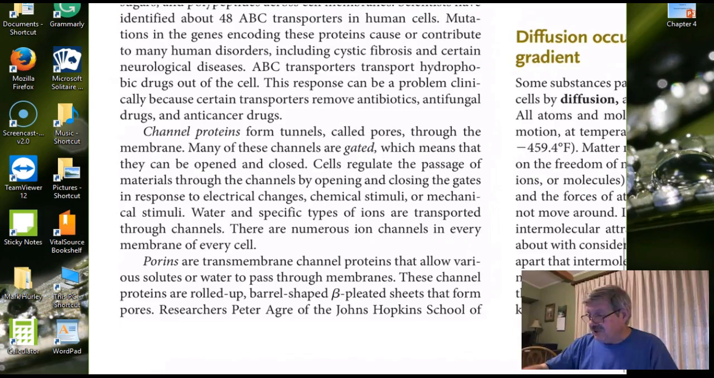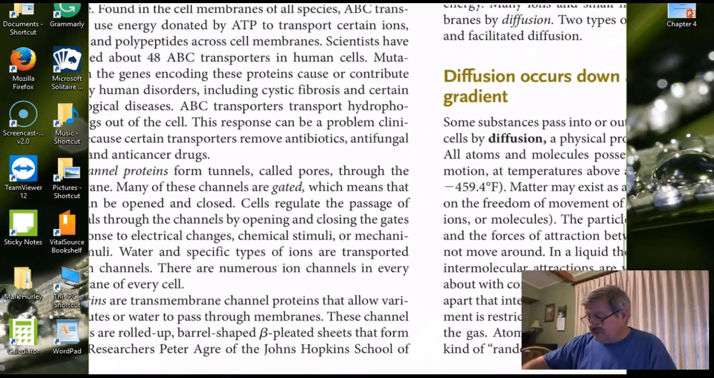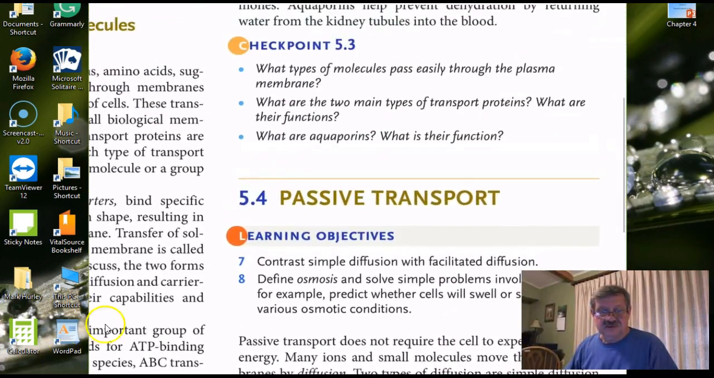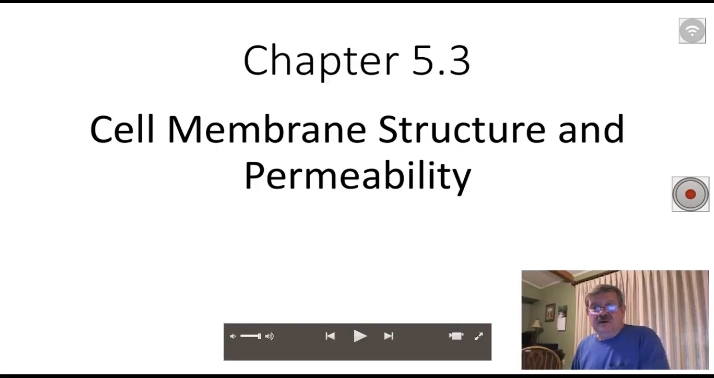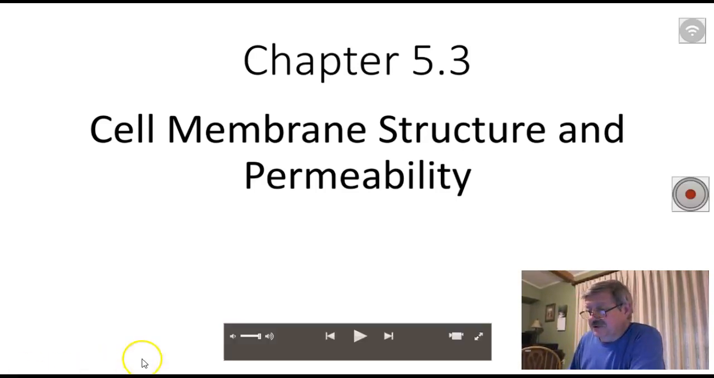Okay, so from there, let's go over to the PowerPoint right here and take a look at that. Okay, so here we are. Take a look at the PowerPoint for this, and we're looking at this section on cell membrane structure and permeability.